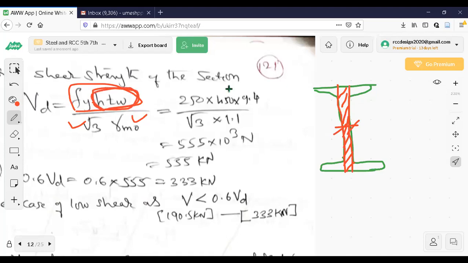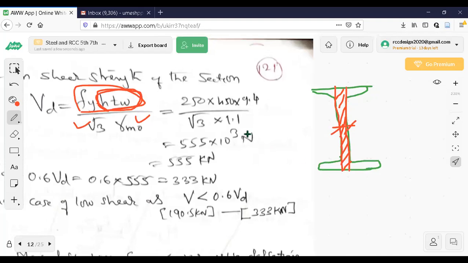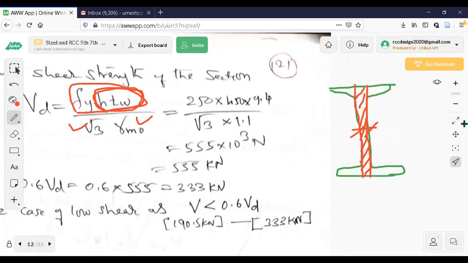So the area resisting shear is this much, H into TW, a rectangular portion. That much is resisting. It means the outstands, whatever outstands we call them, do not participate in resisting shear. They are of no use for resisting shear. So that is what is given in this formula here.